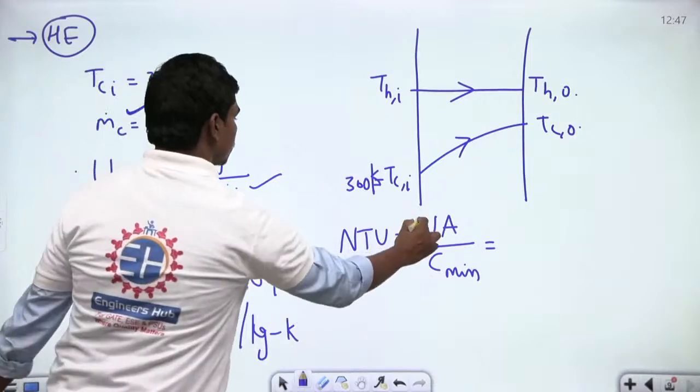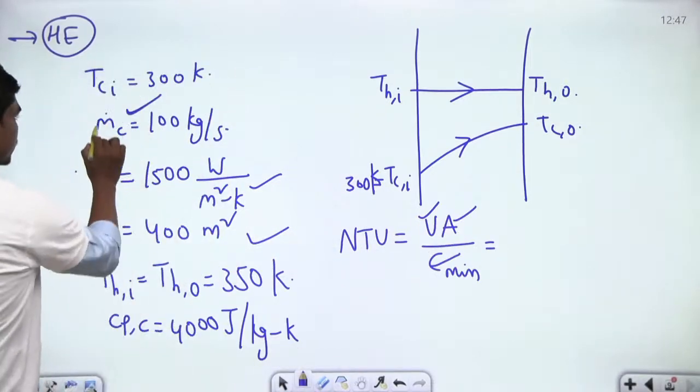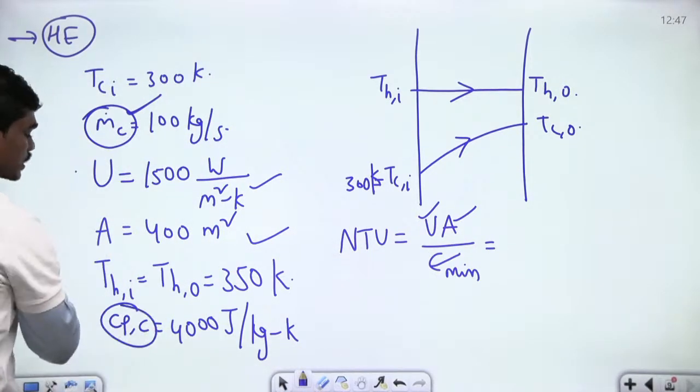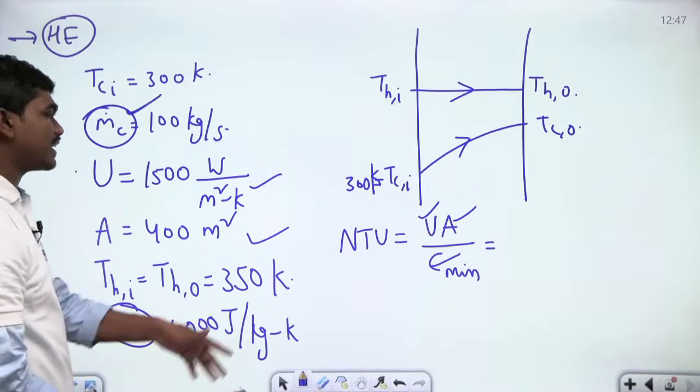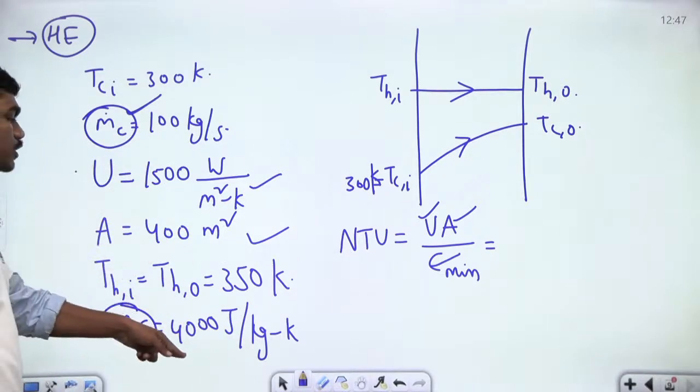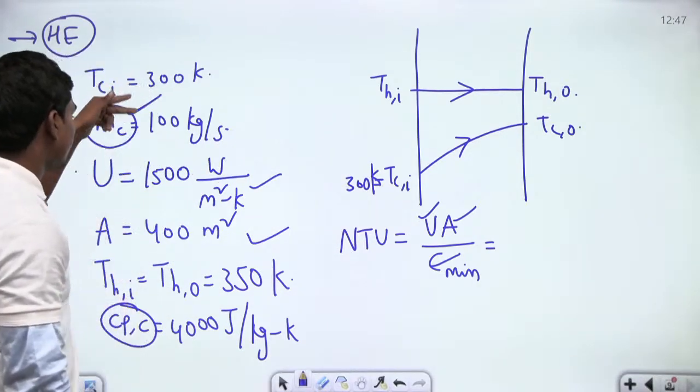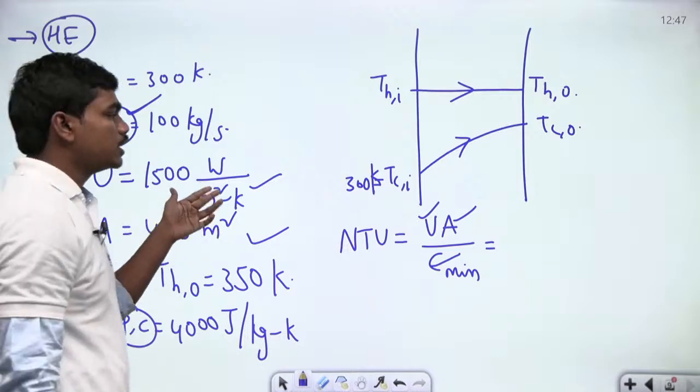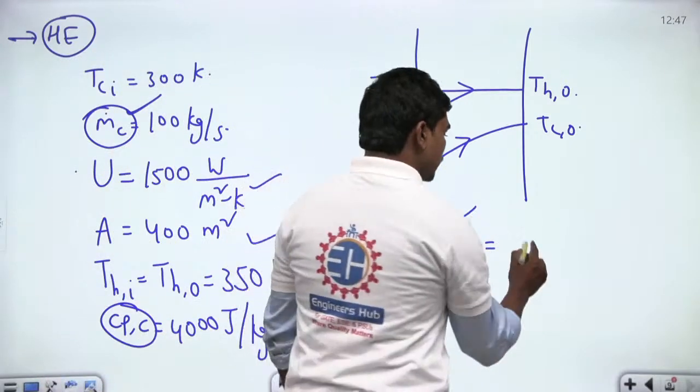So if you substitute, C minimum is basically the multiplication of m dot C into Cpc, which is the heat capacity rate. So 100 into 4000, which you can write here, and UA: U is 1500, A is 400. If you substitute all these values, you get NTU as 1.5.